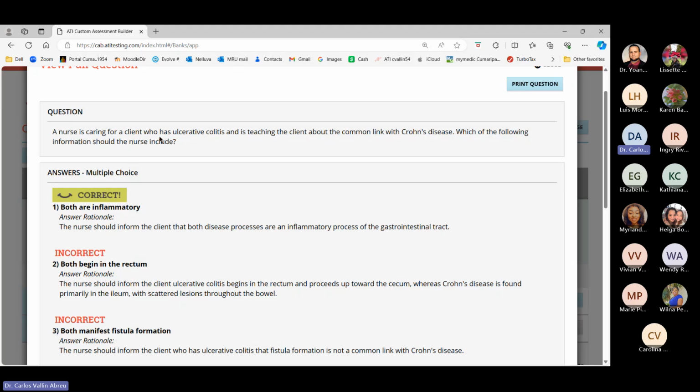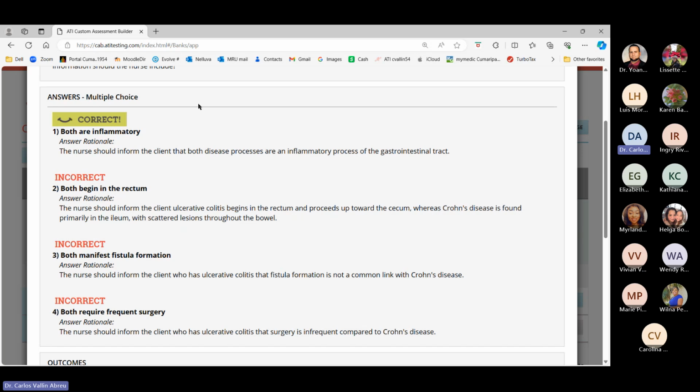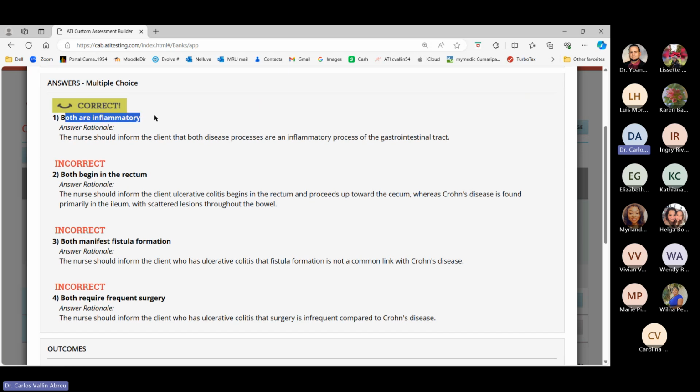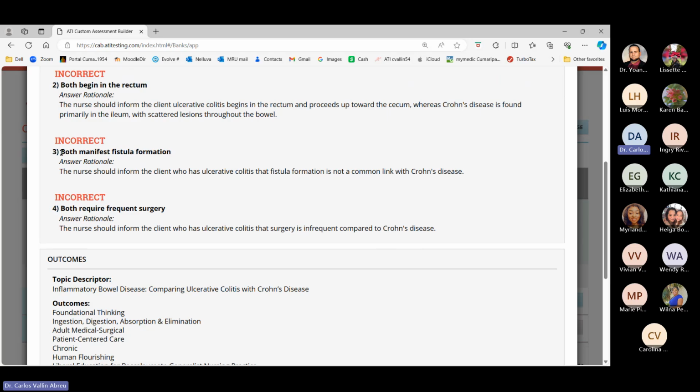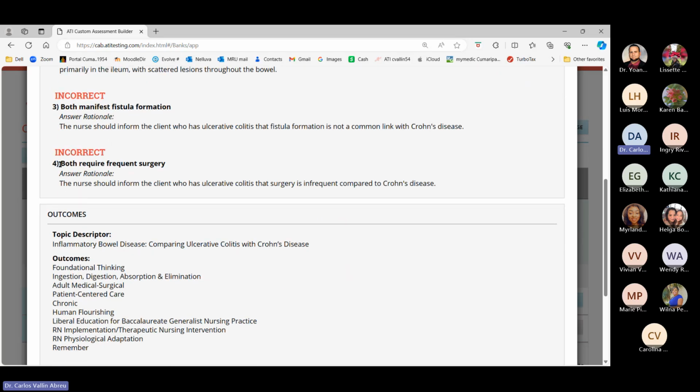The nurse is caring for a client who has ulcerative colitis and is teaching the client about the common link with Crohn's disease. Both are autoimmune, both are inflammatory bowel disease. Which of the following information should the nurse include? Both are inflammatory. Both begin in the rectum? No. Both manifest fistula? No. Crohn is the one that has fistula. Both require frequent surgery? No.